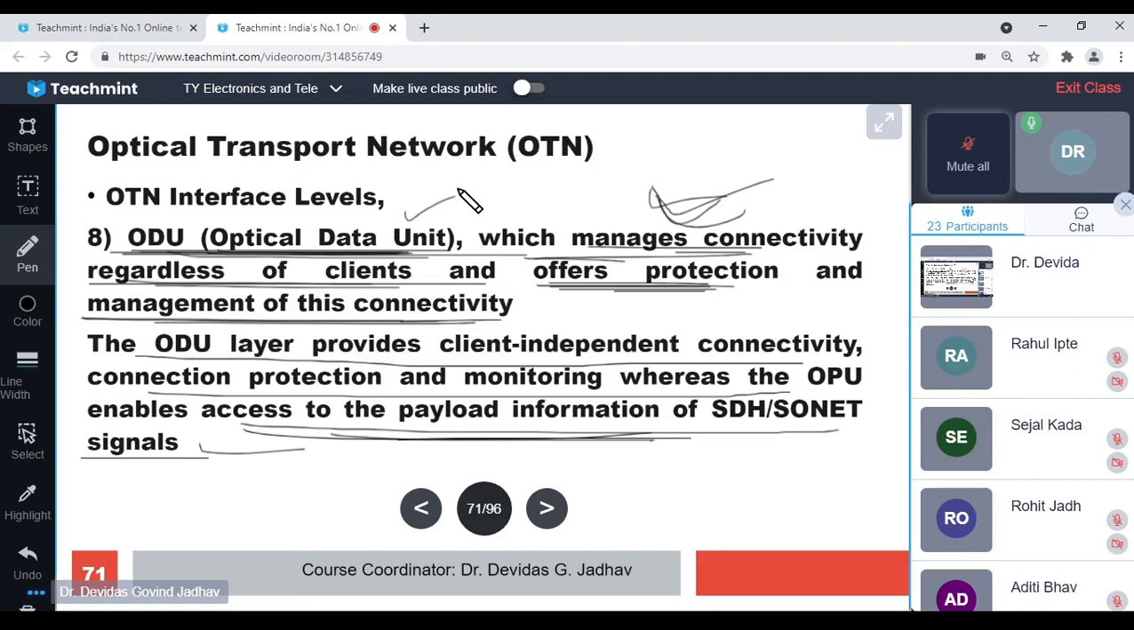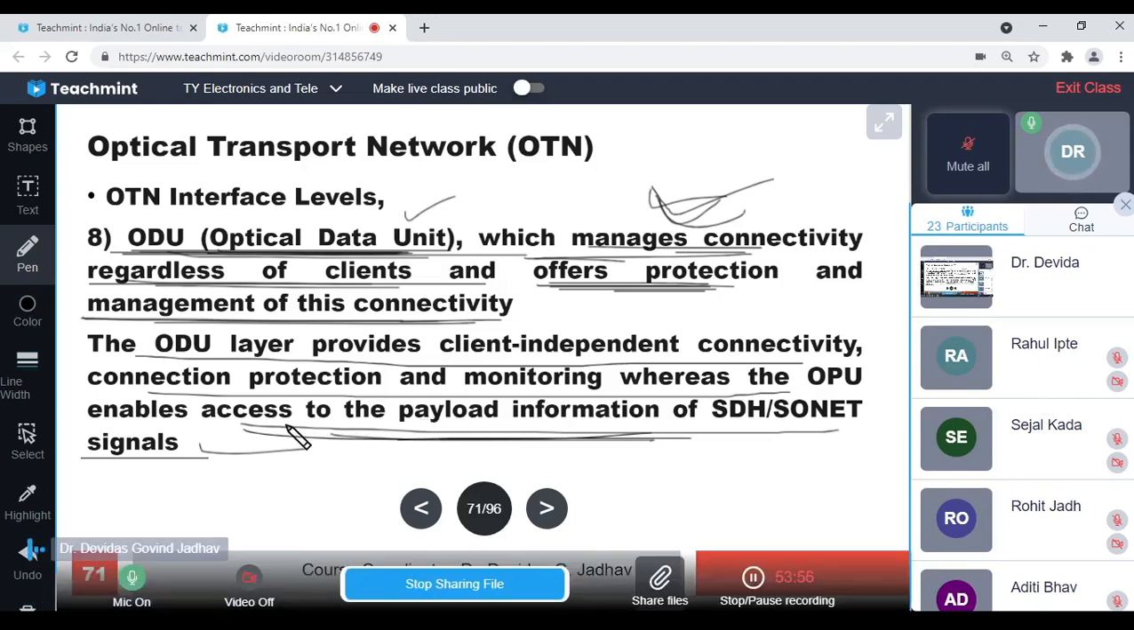It does not bother about the client, but the OPU has to bother about the client because it is accessing the payload information, that is which client is there, which payload is there. It matches that and then it will deliver. So it has to bother about the type of the client, but ODU, regardless of the client, has to have the connectivity.